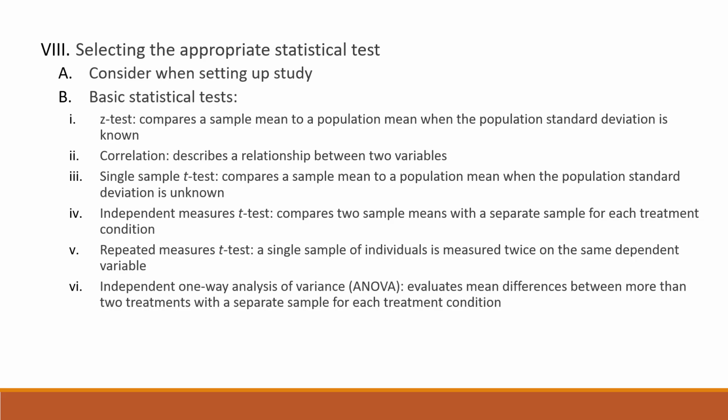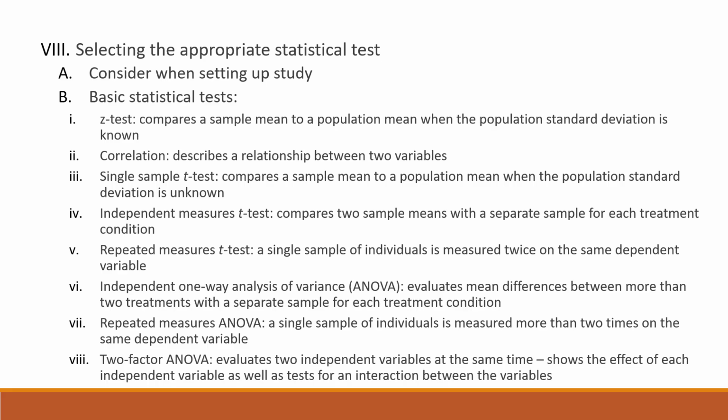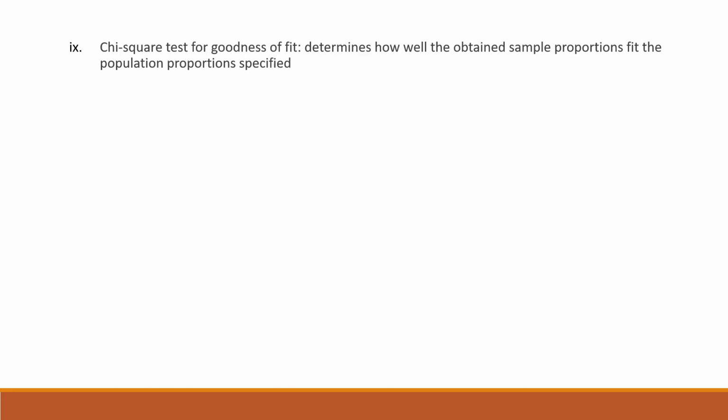Independent one-way analysis of variance, or ANOVA, evaluates mean differences between more than two treatments with a separate sample for each treatment condition. Repeated measures ANOVAs examine a single sample of individuals measured more than 2 times on the same dependent variable. And then lastly, there's a two-factor ANOVA, which evaluates 2 independent variables at the same time and shows the effect of each independent variable as well as a test for an interaction between the variables.